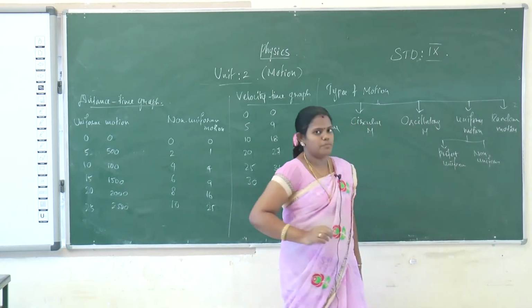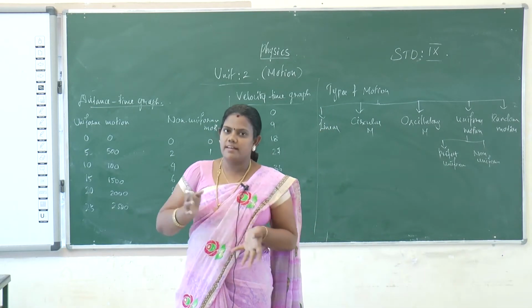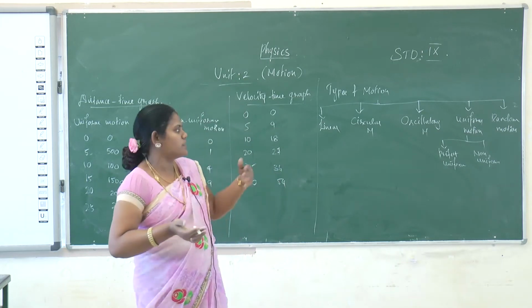So non-uniform motion means it covers unequal distances in unequal time. If an object covers different distances in different times, that is non-uniform motion.